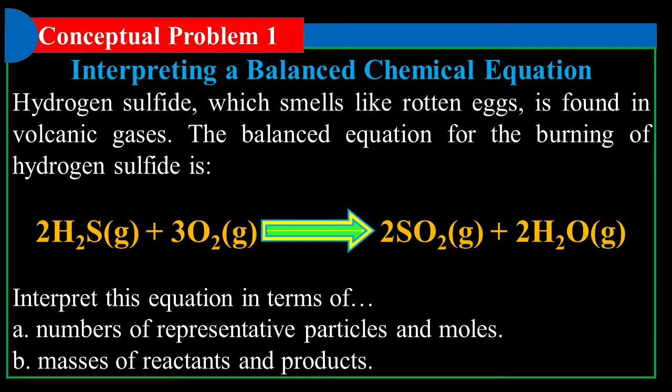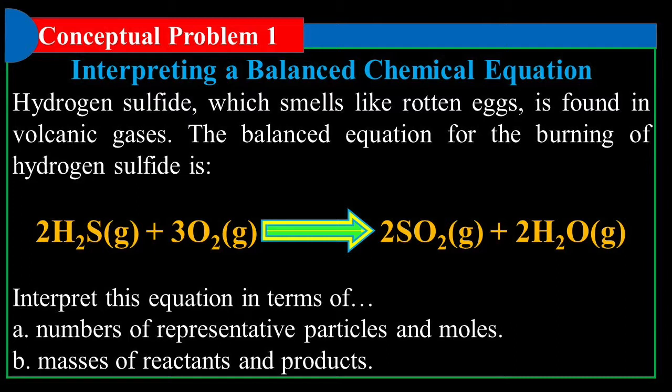Hydrogen sulfide, which smells like rotten eggs, is found in volcanic gases. The balanced equation for the burning of hydrogen sulfide is 2H2S plus 3O2 yields 2SO2 plus 2H2O. Don't forget the gases.